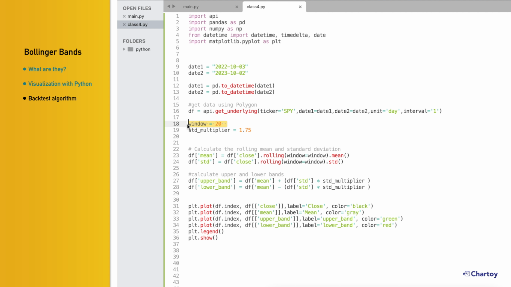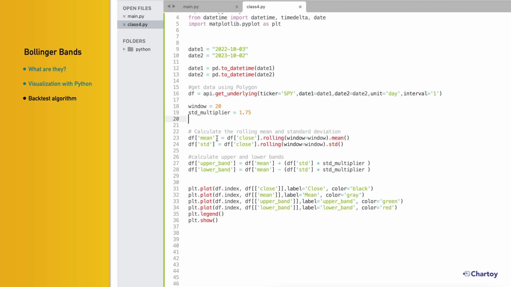So first we define the window. This is the window for the average. Remember we said that we calculate the moving average based on the previous n results. So the window is n, the previous 20 results. And the standard deviation multiplier is just a number to decide how many standard deviations we want for our band. You'll see later. So the first thing we are going to do is to calculate the mean, which is the average.